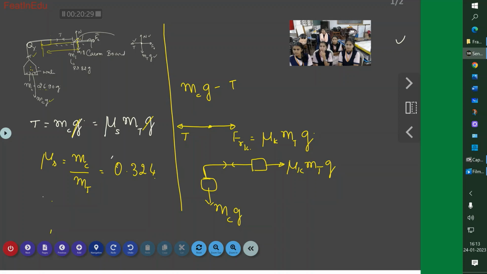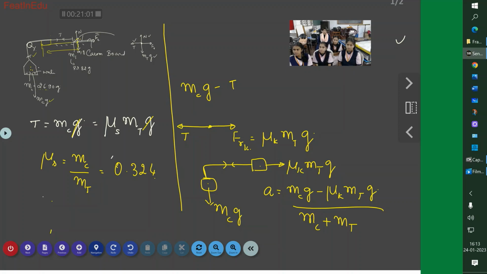mcg minus mu k mt g. Excellent. mcg minus mu k mt g is the net force. We found out that it is accelerating with acceleration a. So acceleration will be equal to mcg minus mu k mt g divided by the whole mass of the system. What is the total mass of the system? mc plus mt. Yes, very good. mc plus mt is the total mass.